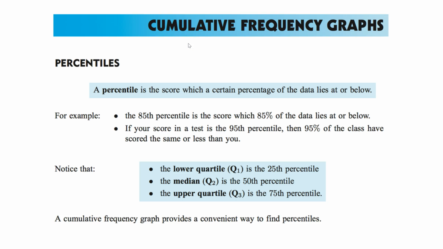Cumulative frequency graphs. Now this should be the second video you're watching on cumulative frequency graphs. The first one was about how to draw it from data. Now we're going to talk about how to read it from a graph. Cumulative frequency graphs are all about how to easily find percentiles: the lower quartile, the median, the upper quartile, any percentile you want. That's what's really good about doing it.